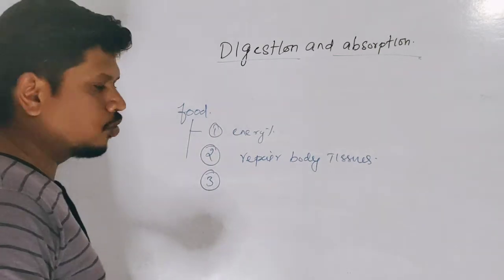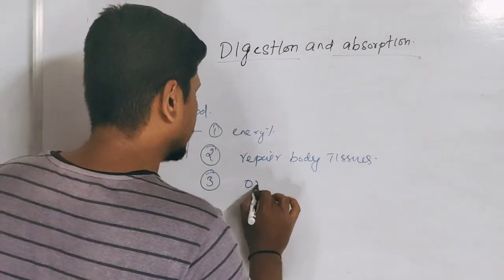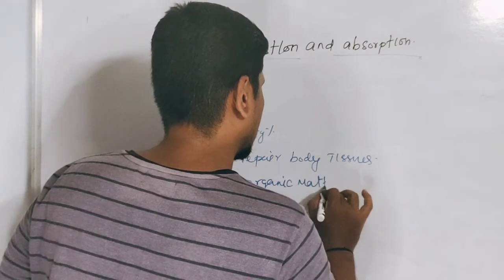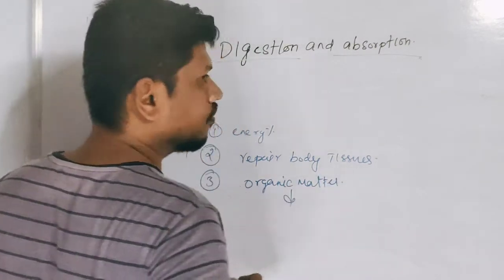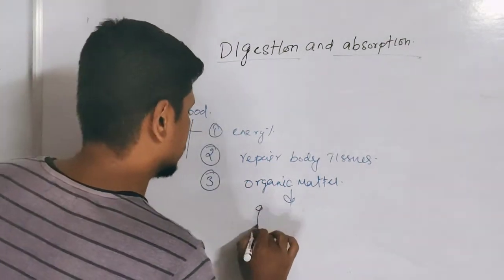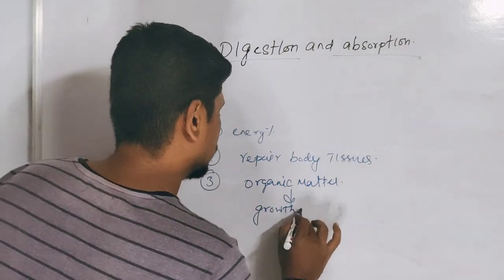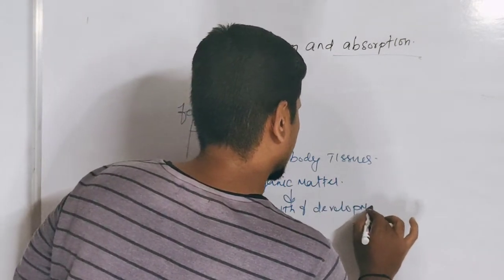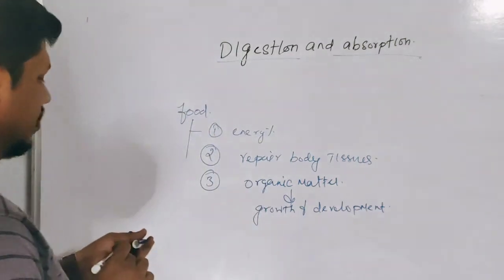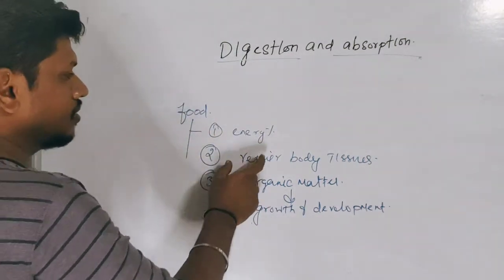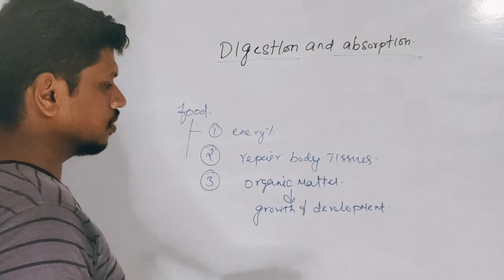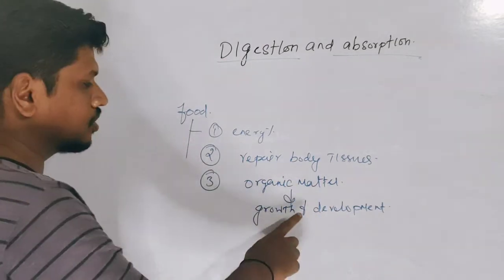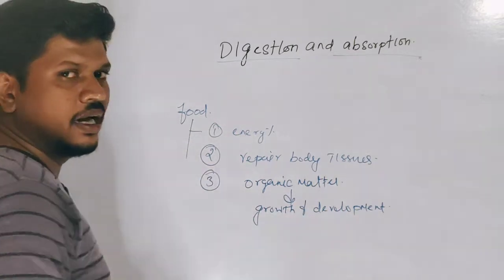Food contains a good amount of organic matter responsible for growth and development. Try to remember: foods give energy and repair body tissues, and the same way they give organic matter, which is responsible for our growth and development.